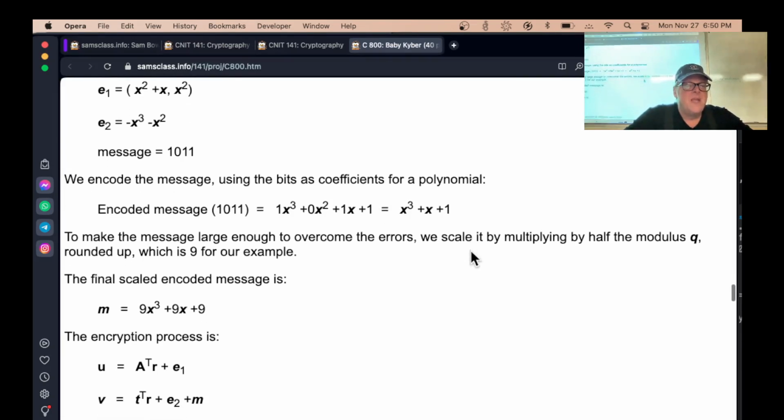All right. Now, the message, if I left it like this, it would be overwhelmed by the errors. So what you do is you amplify the message to make the signal bigger than the noise. You multiply it by half the modulus, round it up. So that's 9, because the modulus is 17. Half of that is 8.5. You round it up to 9. So for the message, we use 9x cubed plus 9x plus 9. That is encoding this 1, 0, 1, 1, so it's larger than the errors.